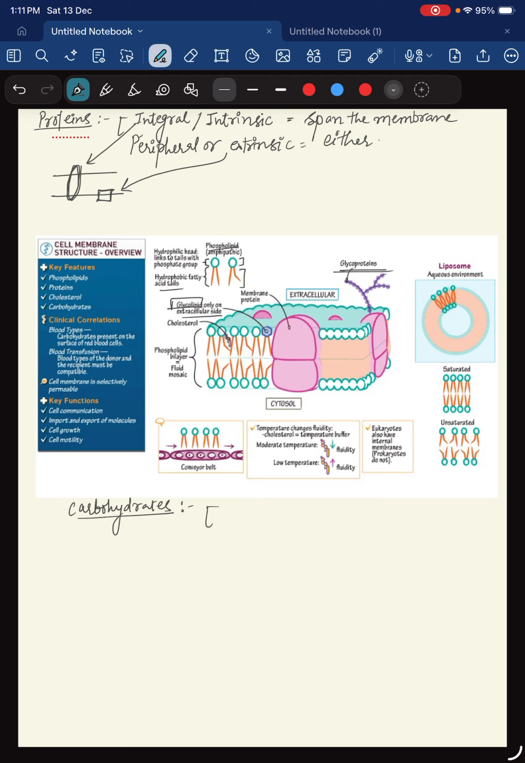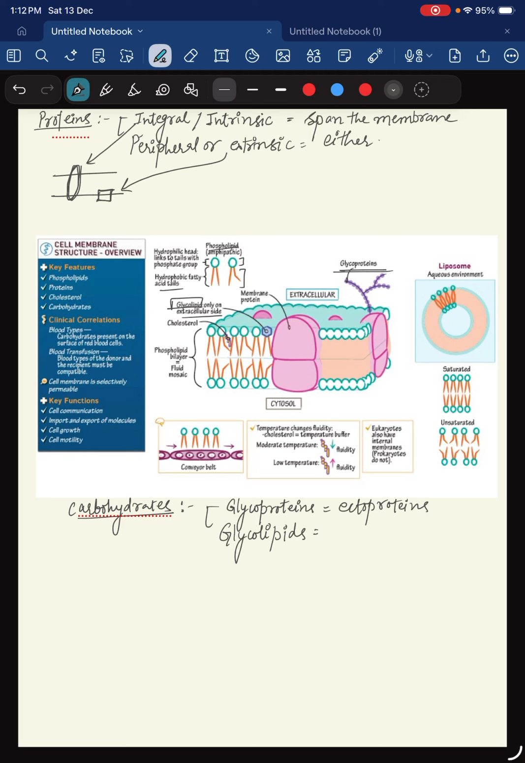So these are present either as glycoproteins, because they are present externally, so they are also known as ectoproteins. And the second type is glycolipids. Glycolipids, because they are embedded, are also known as endoproteins, because they are present on the polar ends of the phospholipids, so they form glycolipids. Endoproteins you can call them.